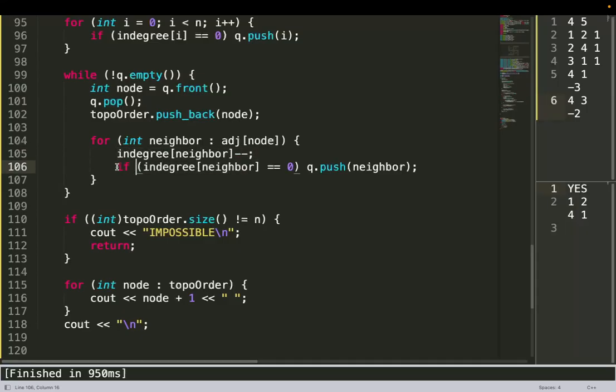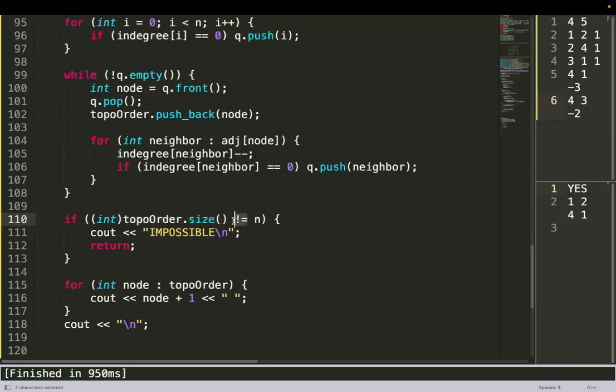And after reducing by 1, if the in degree for that neighbor has become 0, this means that now I can take them in the topo order vector. So for that I simply push them inside the queue. Once I am done with this, if my topo order size is n, this tells me that I was able to take all the nodes, so there was no cyclic dependency.